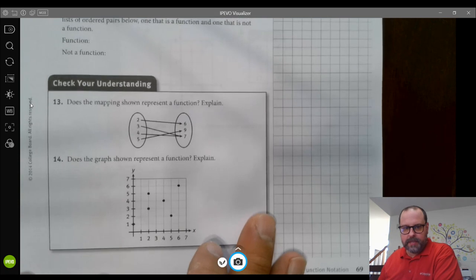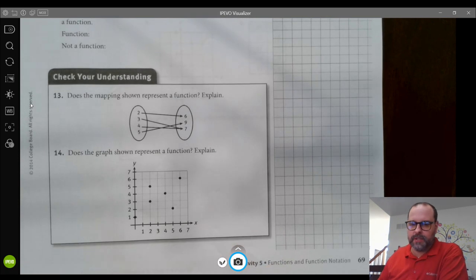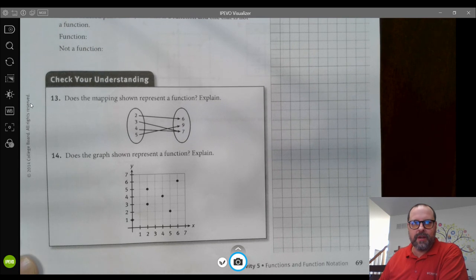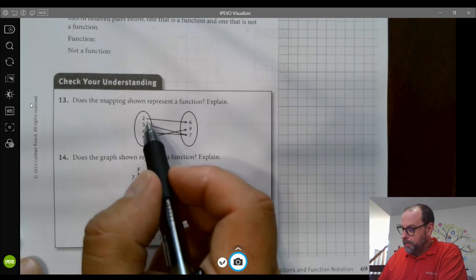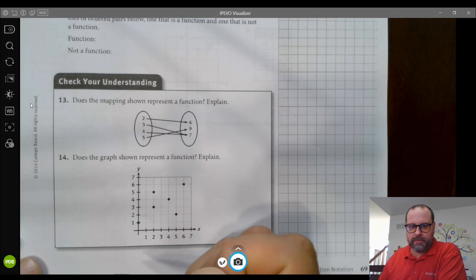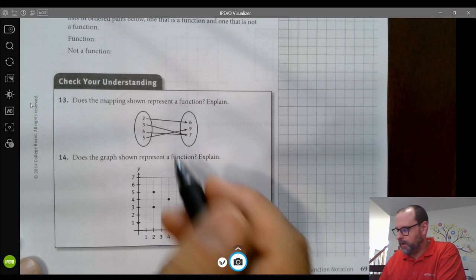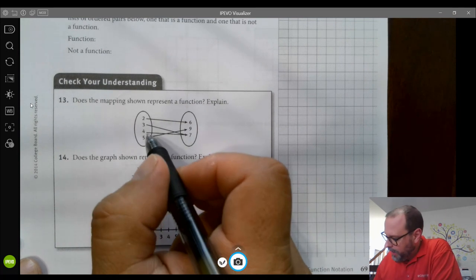All right, take a second again. We'll do the check your understanding. So again, pause for a moment, do this one on your own. And what we're going to look at here is, do you have any input that goes to a double output? So go ahead and pause, and I'll go look. And then when you come back, I'll be right here.